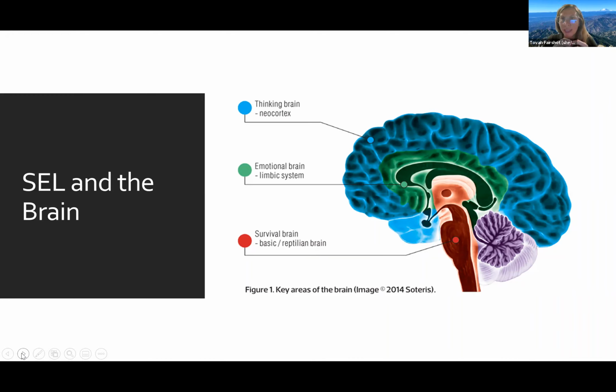Social and emotional learning helps us regulate our emotions so that we have coping skills to push us out of our survival brain and back into our neocortex, our thinking brain. And by doing that, we start to fully develop those neural pathways in our thinking brain. And this leads to the full development of the prefrontal cortex in your mid to late 20s when it is fully developed.